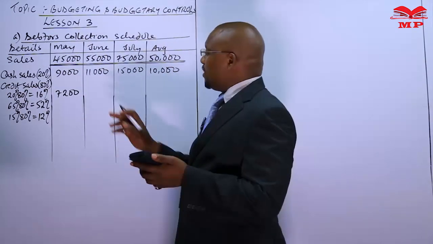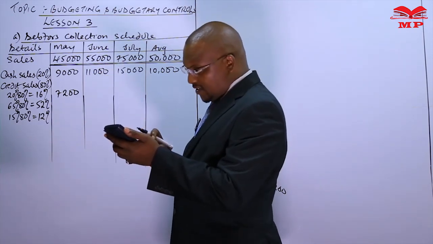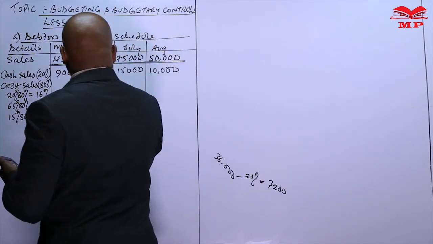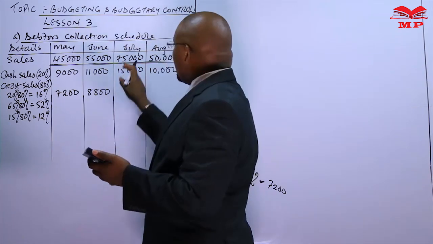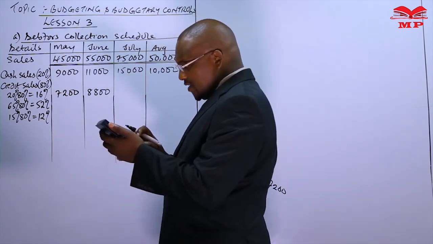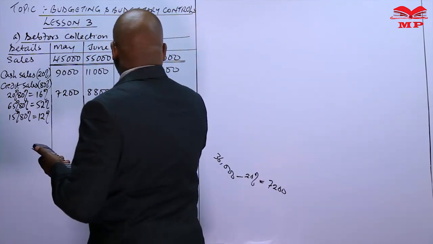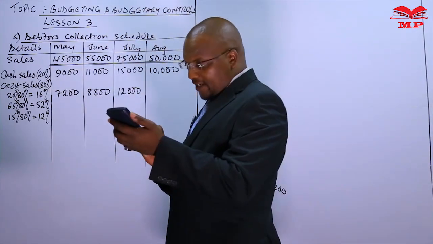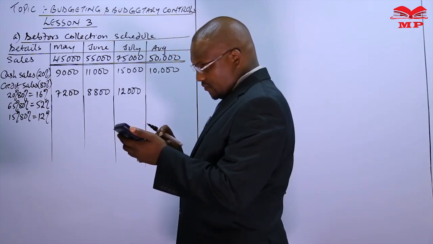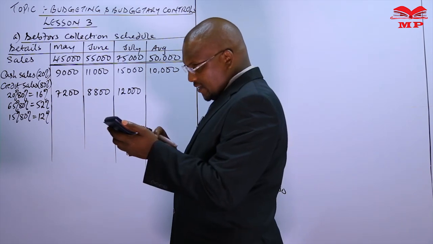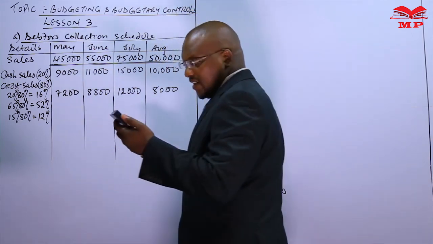Now, the next one is 0.16 times the 55,000 total sales. This is giving us 8,800 collected in the same month. Then 0.16 times the 75,000 total sales of the month of July. This is 12,000 collected in the same month. Then 0.16 times the 50,000 for the month of August. This is 8,000 collected in the same month.